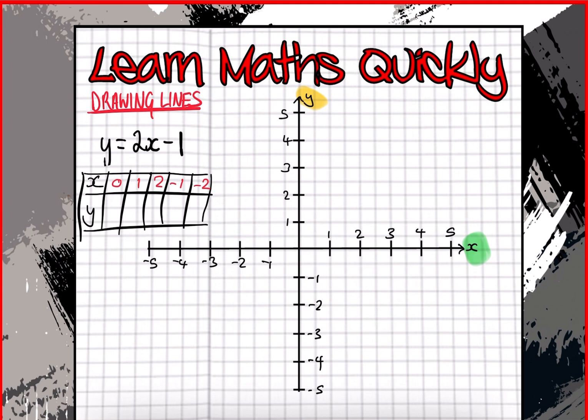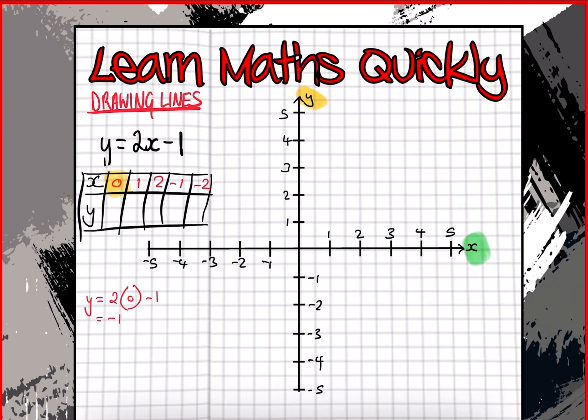Now what that's asking is for you to substitute each of these values into our formula. So our formula is y equals 2x minus 1. I've highlighted in this case y when x equals 0. So I'm going to substitute x equals 0 into our formula. For that very first one, I'm going to write y equals 2 times 0 minus 1. So 2 times 0 is 0, minus 1.